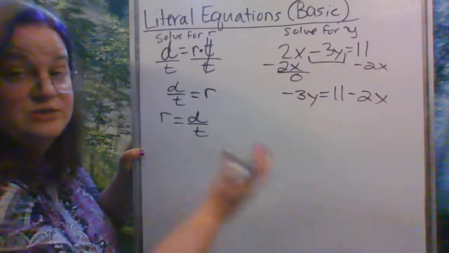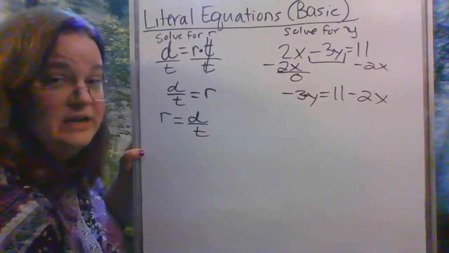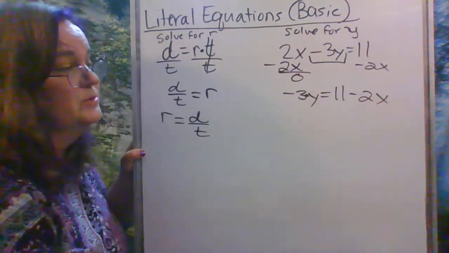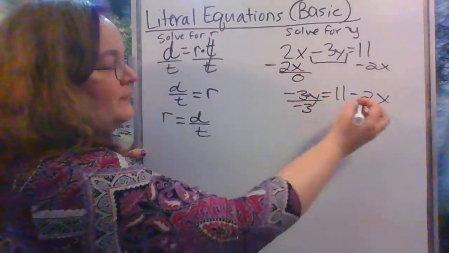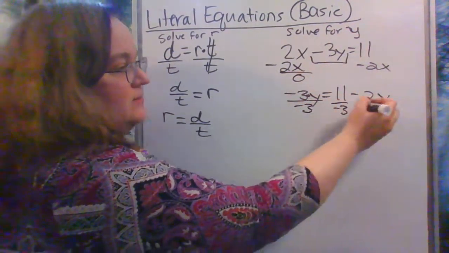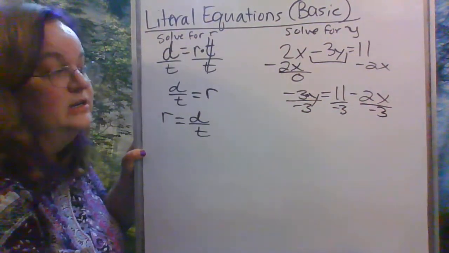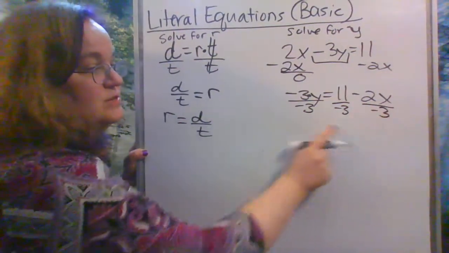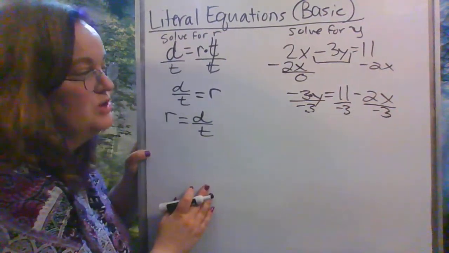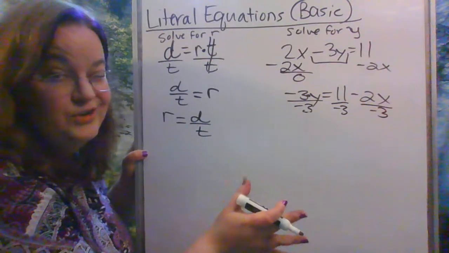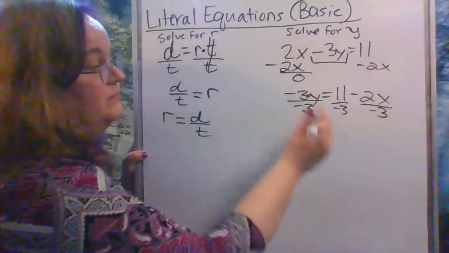Well, now I'm still trying to get y by itself. This is negative 3 times y. What's the opposite of multiplying by negative 3? It's dividing by negative 3. When you divide by negative 3, every term needs to be divided by negative 3. You can't just do this and this, or this and this. Every single one. Terms, remember, are separated by addition and subtraction signs. I'm going to show you an alternative in a minute, but again, it has to be every single term.